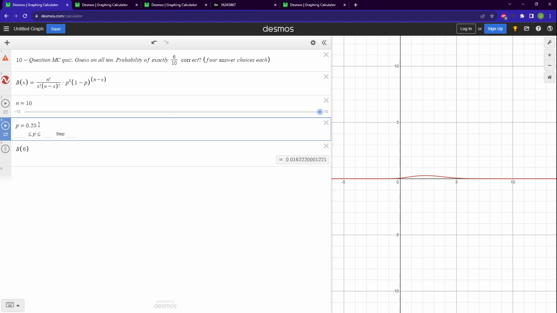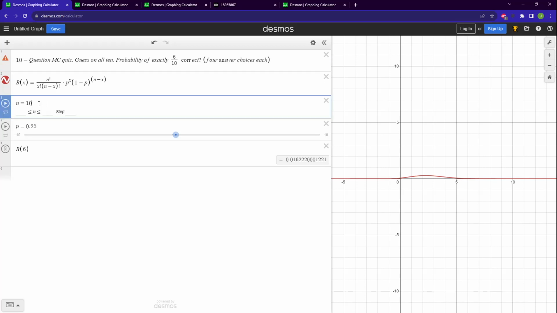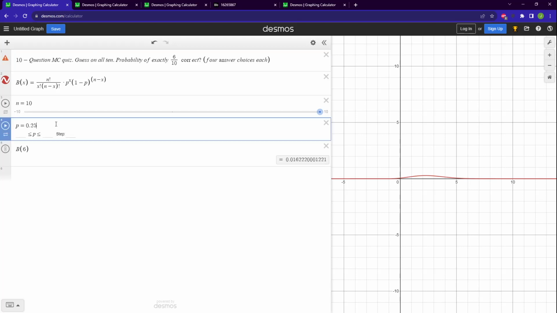You might say, why are we putting n equals or p equals, and where did this 10 or 0.25 come from? Well, because we have a 10 question quiz where we're guessing on all 10, we have a total sample size of 10. And because we have 4 answer choices each where you're just randomly guessing on all 10, you have a 1 out of 4 chance of guessing correctly, hence 25%. 0.25, 1 out of 4.